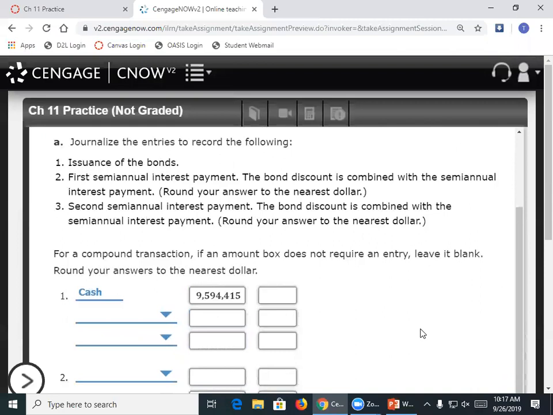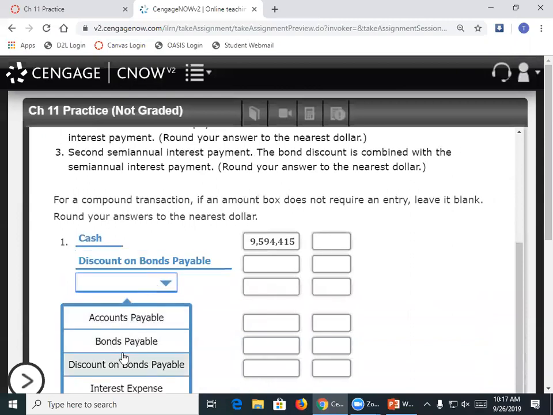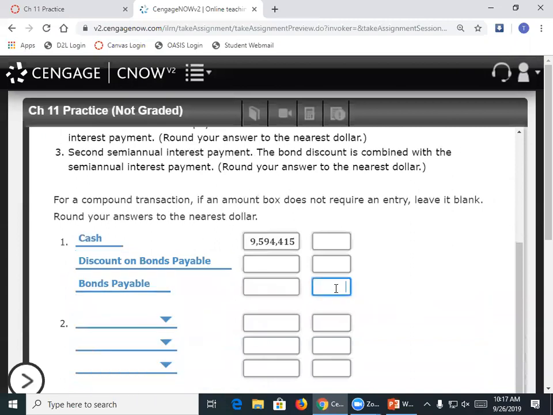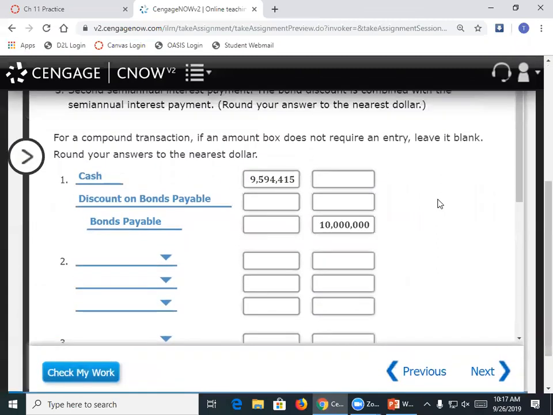What else do we do? Debit discount on bonds payable. Right, we're going to debit discount on bonds payable and credit bonds payable. You just take the face value and subtract the cash received, and you get the discount. So the bonds payable gets credited for the face value because that's the amount we're going to pay back when this bond matures. So we debit cash for the cash received. We credit bonds payable for the face value of $10 million. And then we subtract to find the discount on bonds payable.